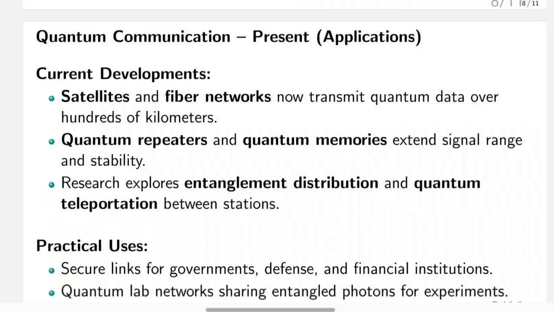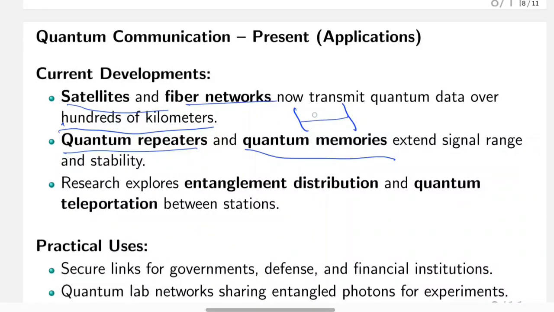Now moving on to the present applications of quantum communication. Satellites and fiber networks can send quantum signals across thousands of kilometers, that you need to remember. Devices called quantum repeaters and quantum memories help extend the distance even further. For example, as of now we can send a photon about 1,000 kilometers, but using quantum repeaters and quantum memories we can extend it. That is the use of quantum repeaters.